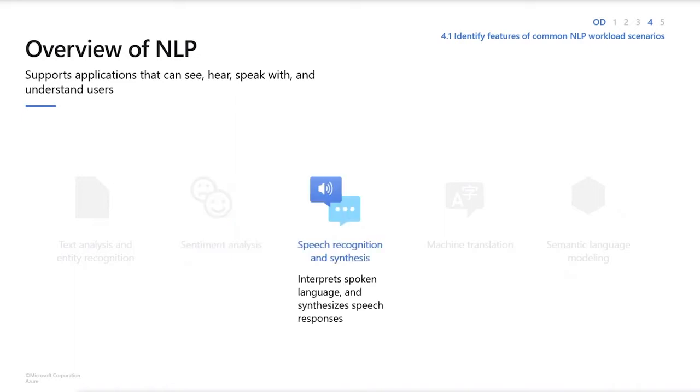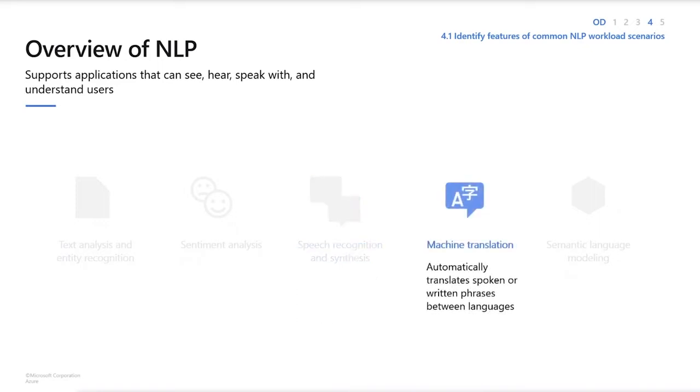With speech recognition and synthesis, your machine learning model or your artificial intelligence solution is interpreting spoken language, and then it's synthesizing a speech response. This is actually really common in connected vehicles. If you have a car system with hands-free communication, it alerts you and says, hey, you have a new text message. You say, read it to me. It reads you the text message, and then you respond and you're verbally dictating your response. That's an example of speech recognition and synthesis.